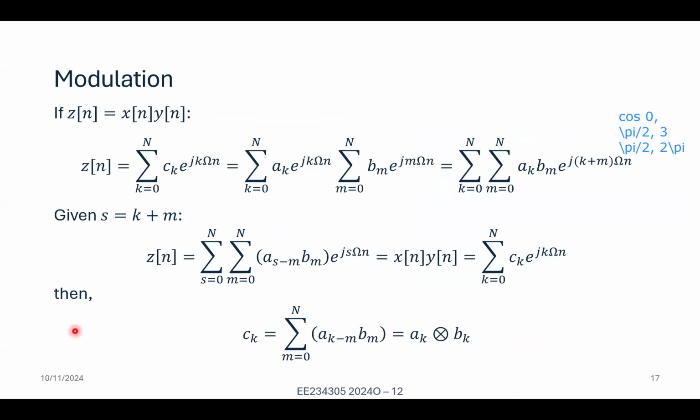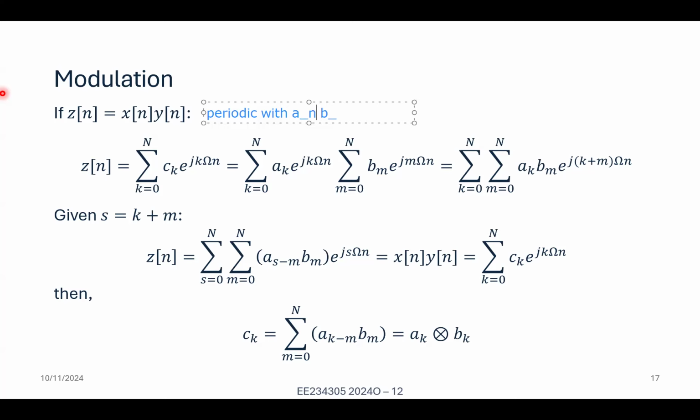So the next property is modulation. Modulation is the property regarding the case of zn, where zn equals xn times yn. So zn here is the sum of ck times e to the jk omega n. Both signals, xn and yn, are periodic, with coefficients ak and bk.